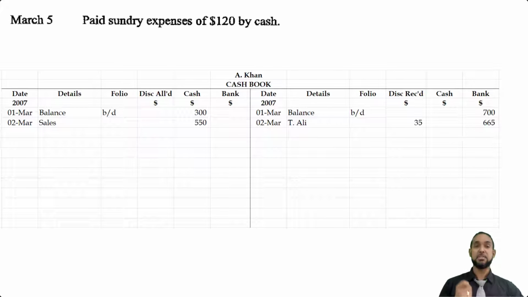To record a decrease in an asset, you have to credit the asset account. So we're going to go on this side and record that item like this. You're seeing on the credit side, under cash, 120 was paid out and we used it to pay sundry expenses. Okay, next item.